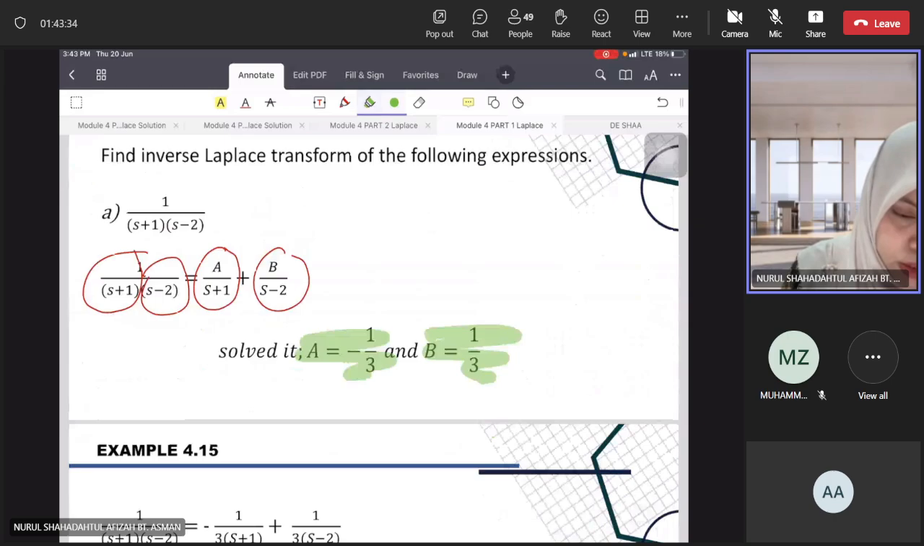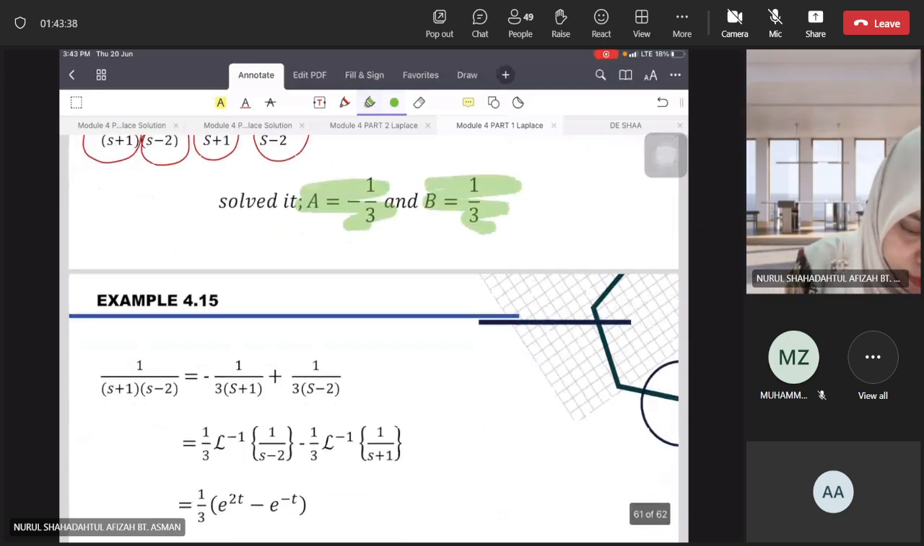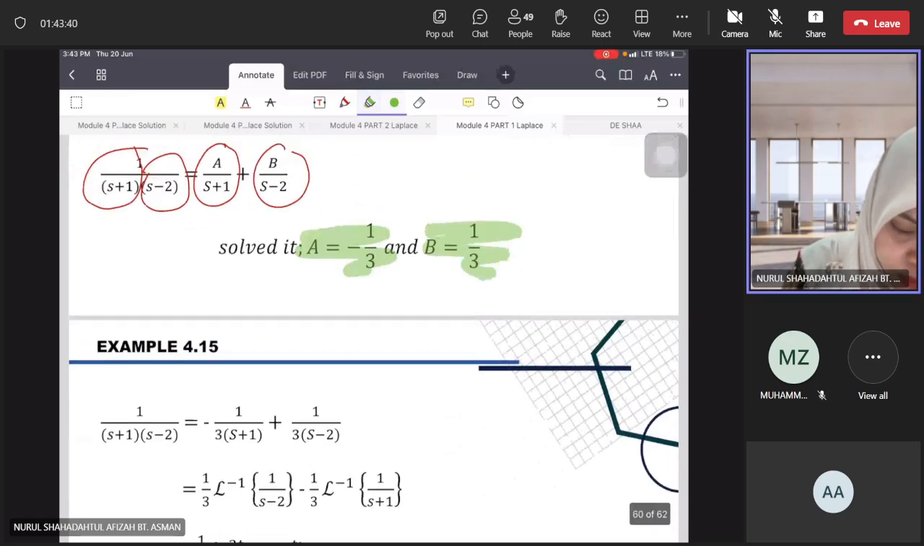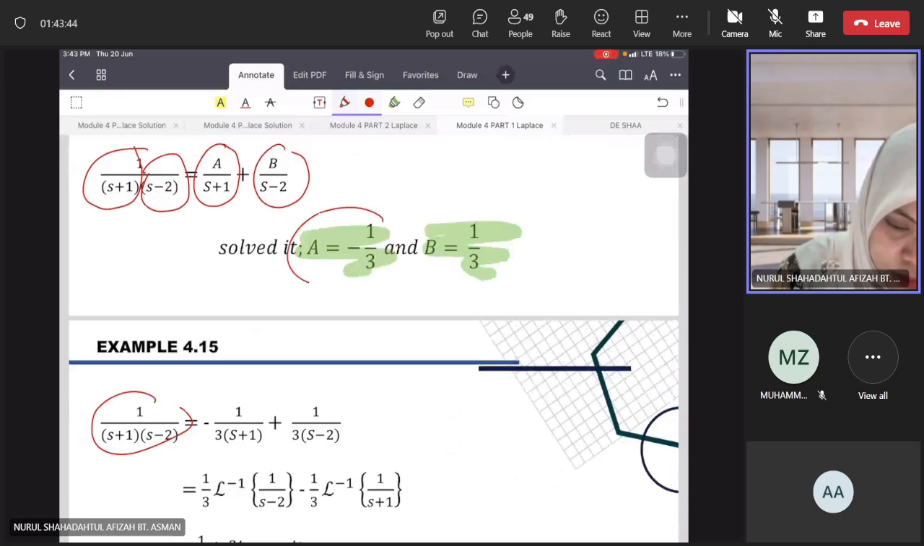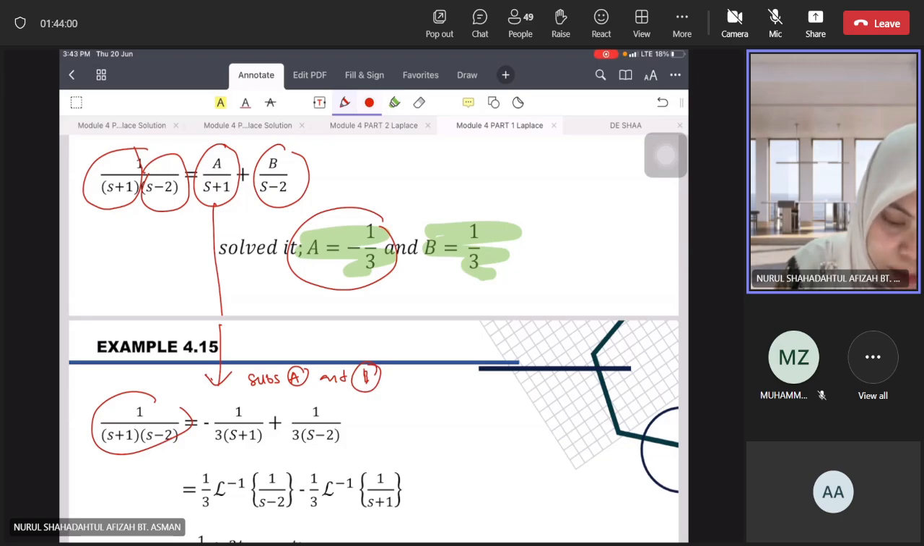So this is the example. You just continue, copy the question. You just substitute the values for A and B. From here, you bring it to here by substituting the values. 1 over 3 times s plus 1, and 1 over 3 times s minus 2.